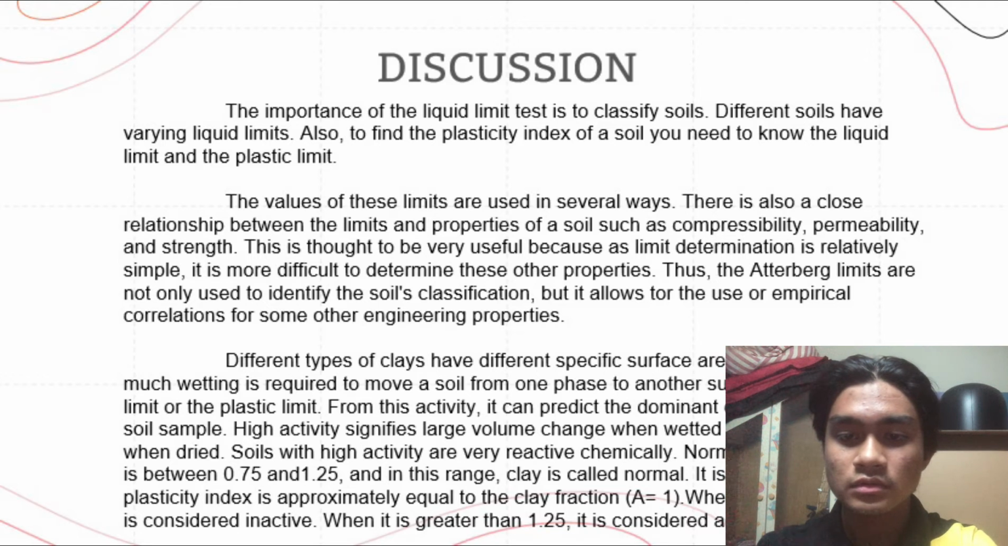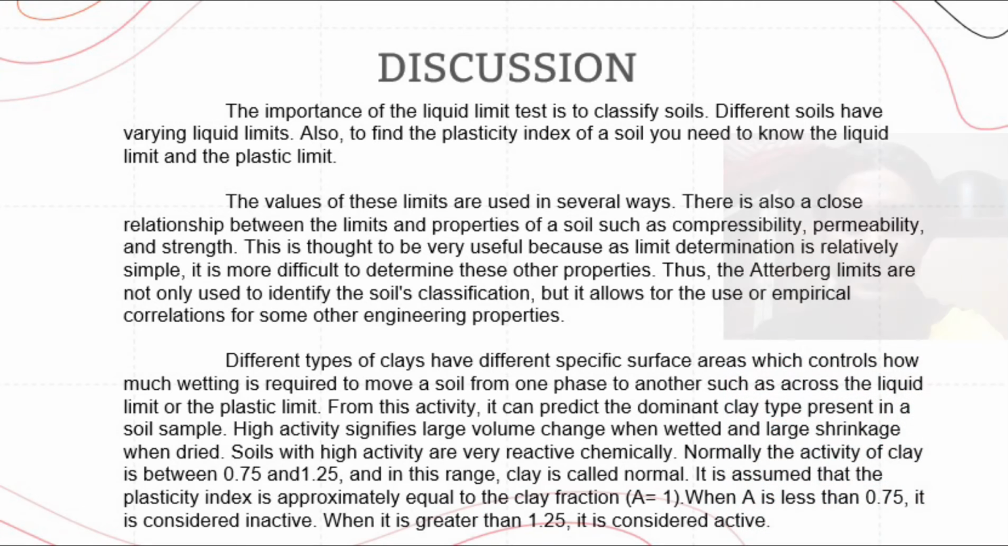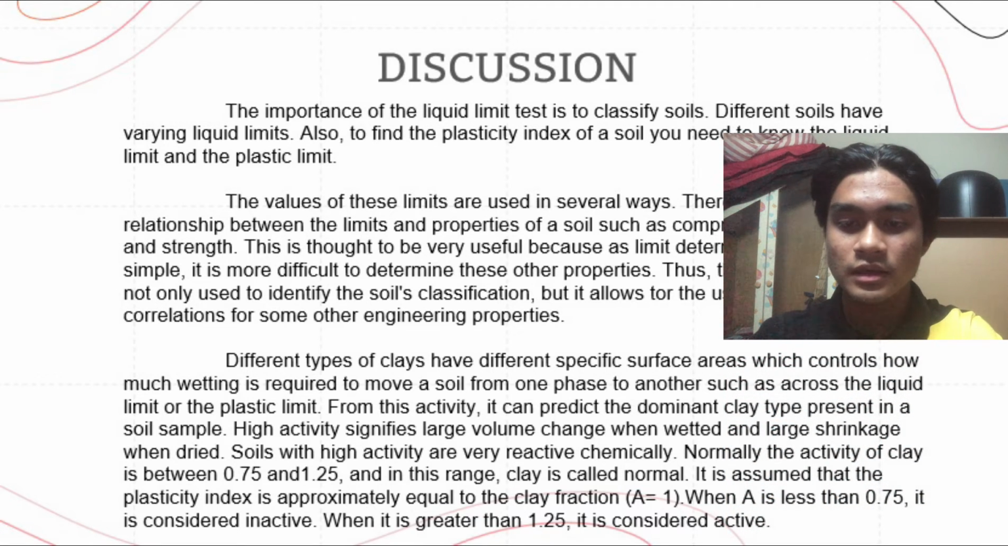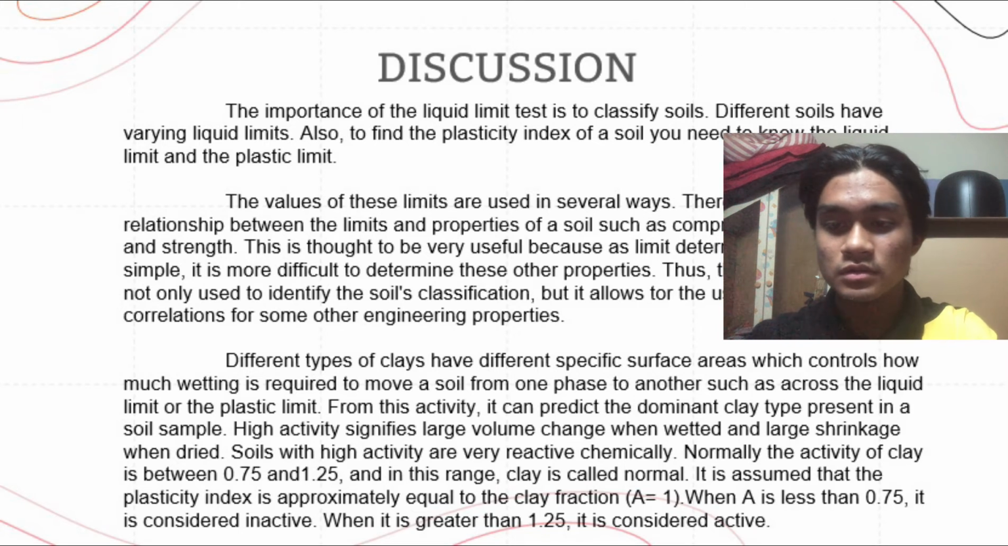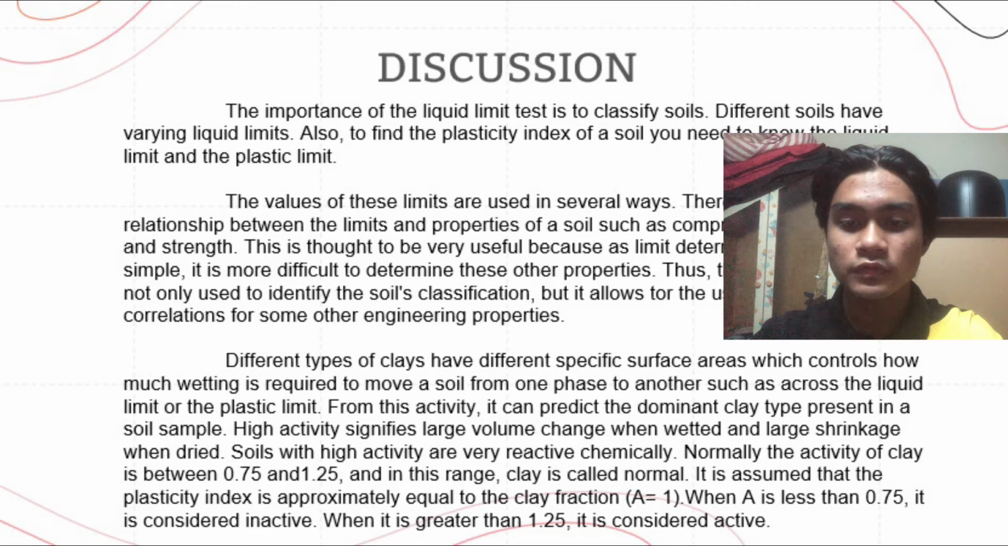This is thought to be very useful because, as limit determination is relatively simple, it is more difficult to determine these properties. Thus, the Atterberg limits are not only used to identify the soil's classification, but also for the use of empirical correlation for some other engineering properties. Different types of clays have different specific surface areas, which control how much wetting is required to move a soil from one phase to another, such as across the liquid limit or the plastic limit.